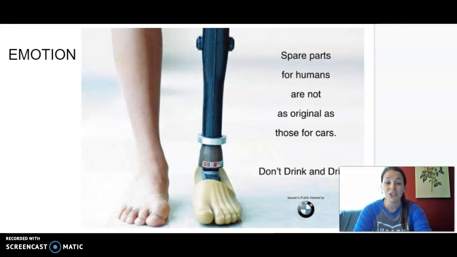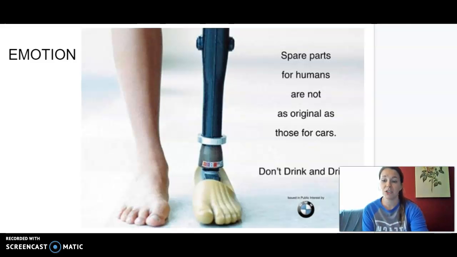The next one I'm going to show you is emotion. This one says spare parts for humans are not as original as those for cars. Don't drink and drive. This one is to make you feel something, make you feel sad or even mad, to be against people drinking and driving. That's the type of action they want you to take here, is to rise up and say, don't drink and drive, and don't do it yourself.